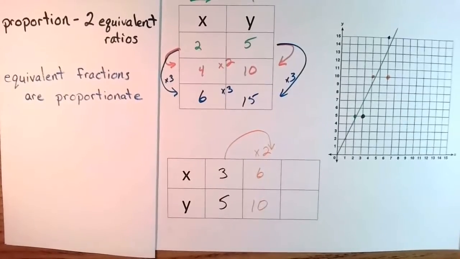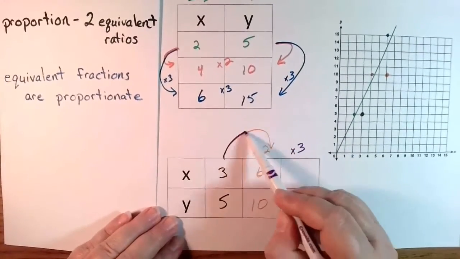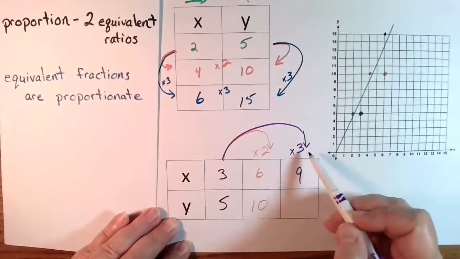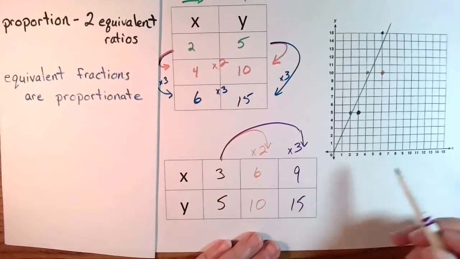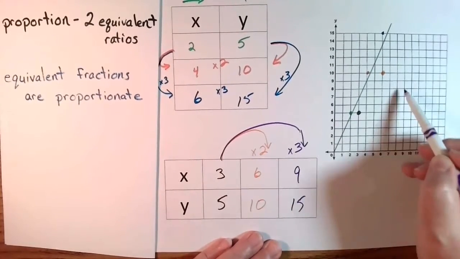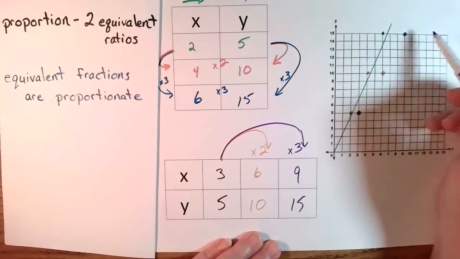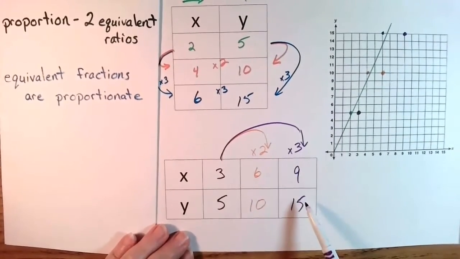And then to get the third one, we're going to do times 3. So we go from the original times 3. 3 times 3 is 9. 5 times 3 is 15. So we run 9, jump 15. This one. And now we want to see they're proportional because we know the math has proven it.